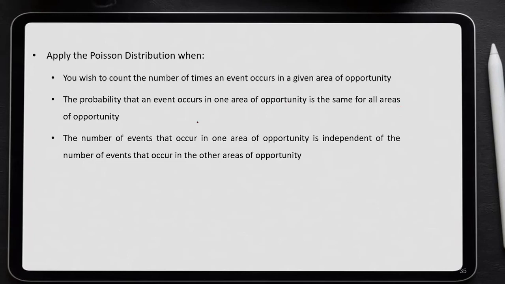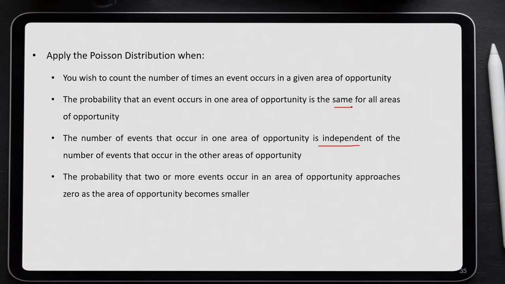Let me read that again. The probability that an event occurs in one area should be the same for all areas of opportunity. That is important. The number of events that occur in one area of opportunity is independent of the number of events that occur in the other areas of opportunity. And then the probability that two or more events occur in an area of opportunity approaches zero when the area of opportunity becomes smaller. And the most important fact is the average number of events per unit, we call it lambda.